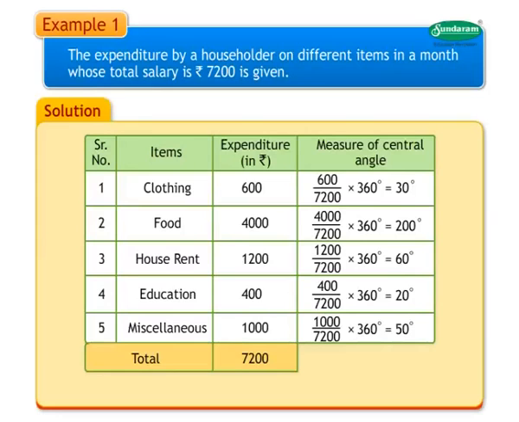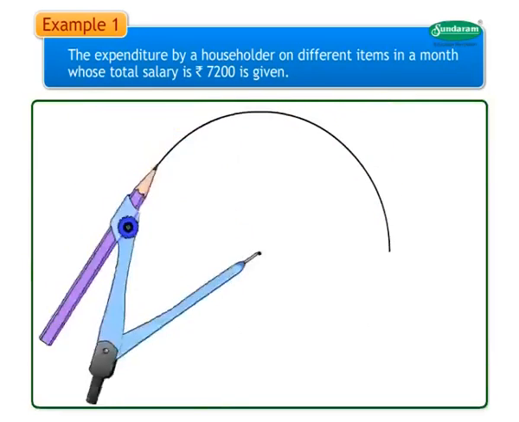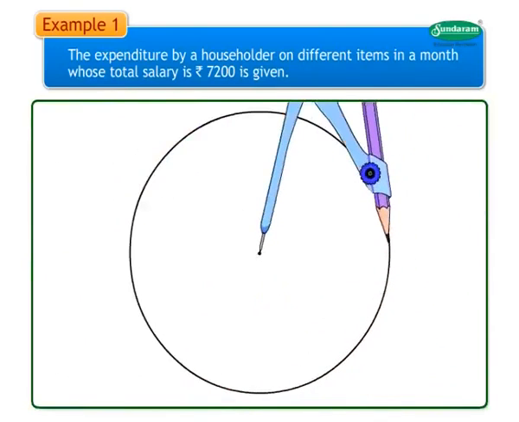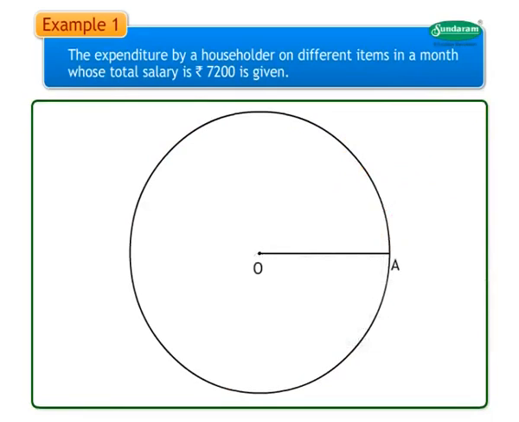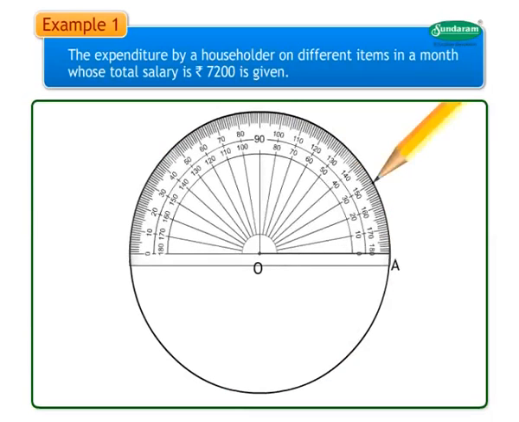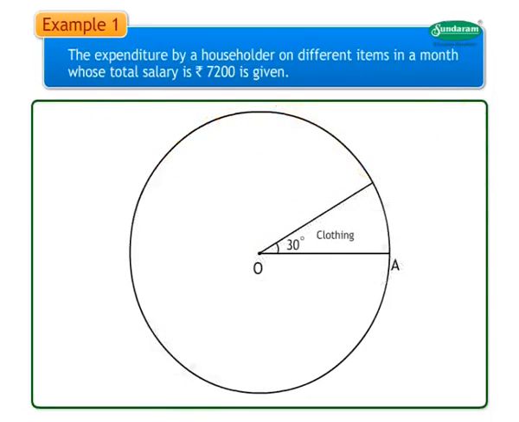Now we shall start constructing pie diagram. Now we draw a circle of convenient radius. Draw a radius OA as shown. Then we draw sectors of respective central angles one by one for each item. Here we draw first sector with central angle of measure 30 degrees for the first item, clothing. Here we use two radii, OA and OB as shown.